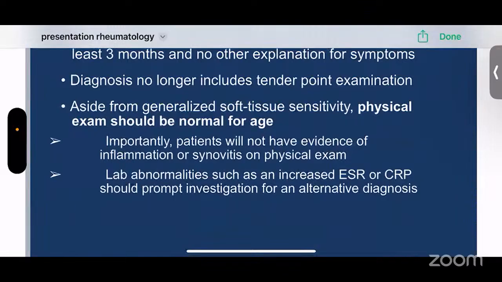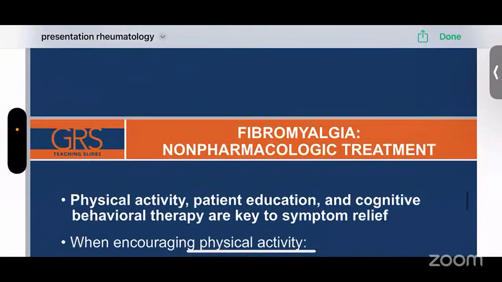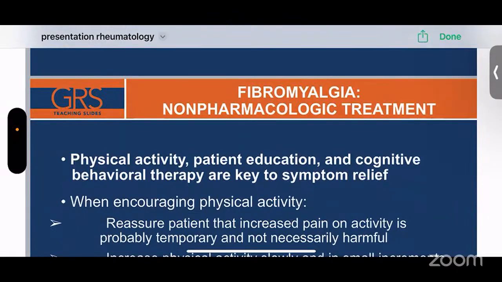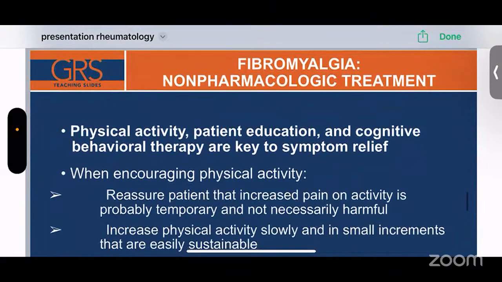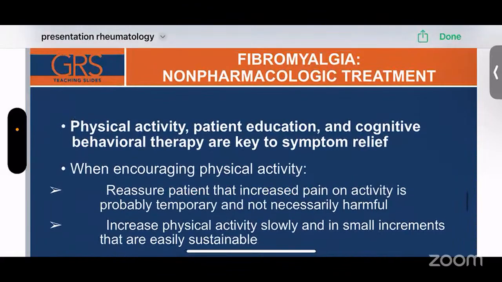Lab abnormalities such as increased ESR or C-reactive protein should prompt investigation for an alternative diagnosis. So, as we said, the features are chronic pain, cognitive impairment, which is called fibro fog, and sleep disturbance; headache and dizziness are also common. And now, after diagnosis, we will move to treatment of fibromyalgia patients. We will start with non-pharmacological treatment: physical activity, patient education, and cognitive behavioral therapy are the key to symptom relief.